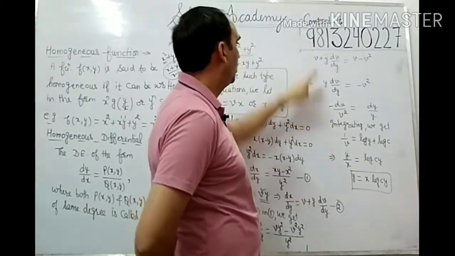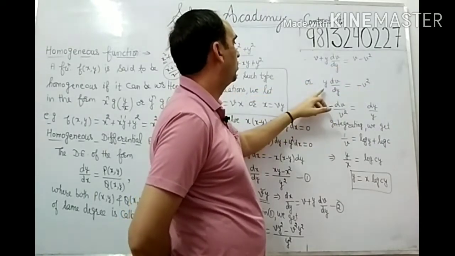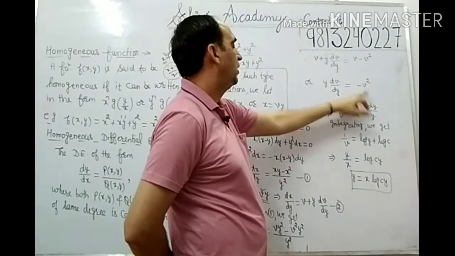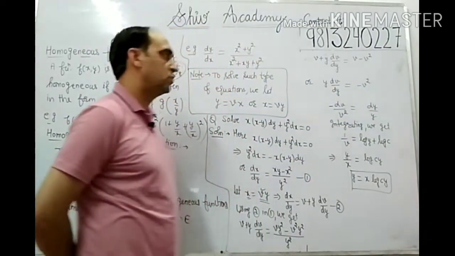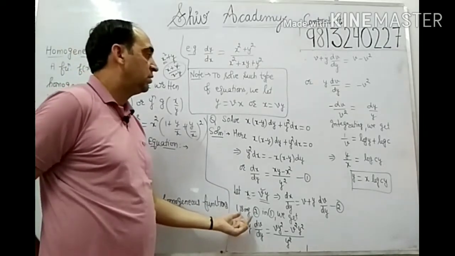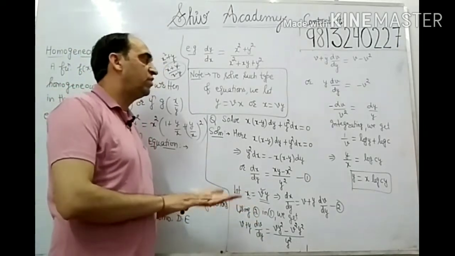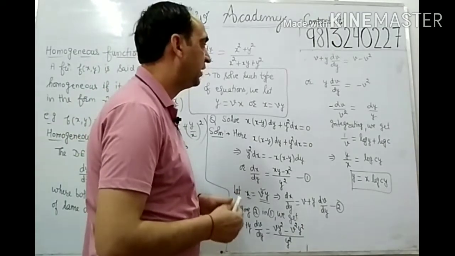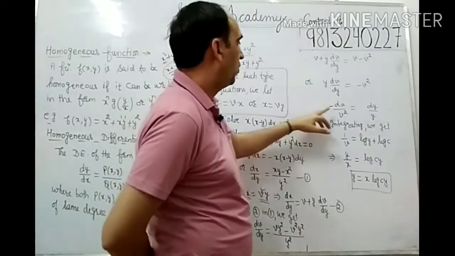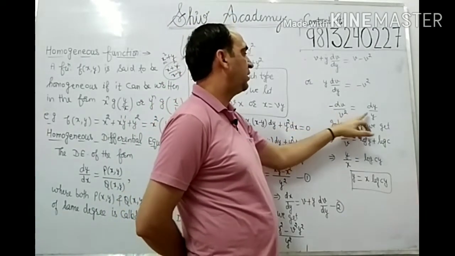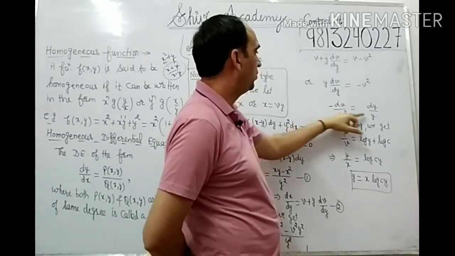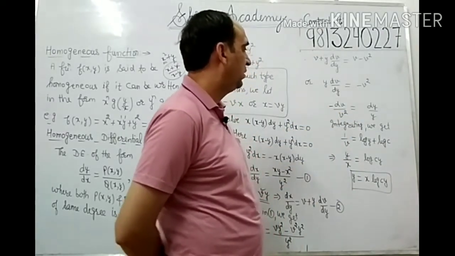Again this we cancel out. So what we have is y dv by dy equal to minus v square. Basically now it is the same problem which we have solved earlier, that we separate the variables after this step. Separating the variables means terms of v on one side and terms of y on the other side. Clear? Because we are removing x. So it is minus dv by v square equal to dy by y.